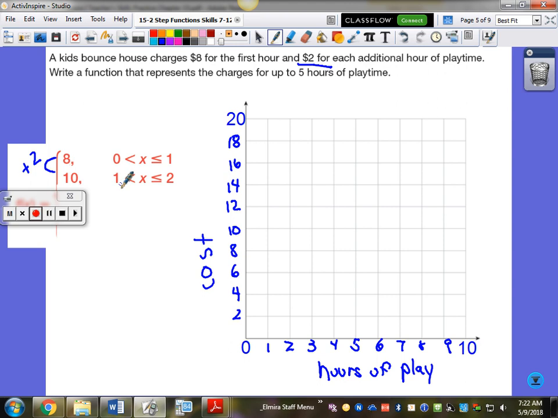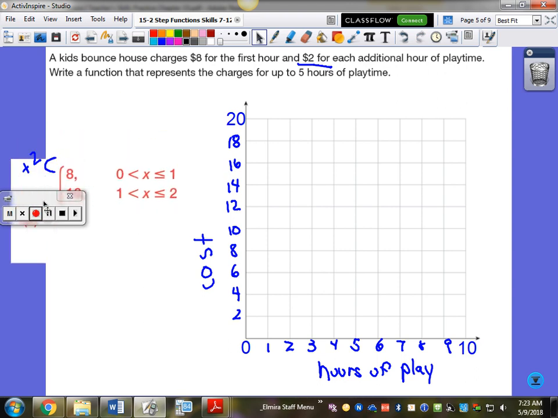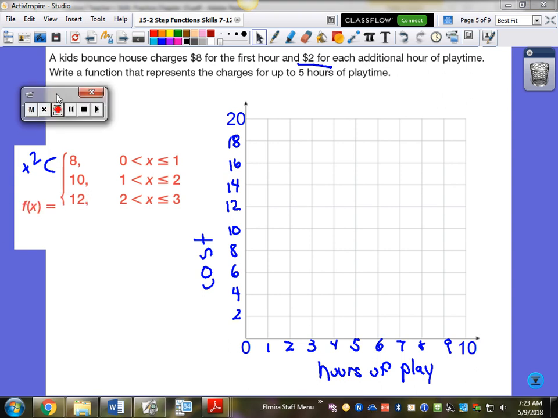So from 1 to 2, you're going to pay $10. And the equal bar is at the 2 because that's where the $10 price is going to end. Once you go over the 2, you're going to go to the next price point, $2 more. We're adding $2 every time, to 12. $2 more than that is 14 for hours 3 to 4. And 4 to 5.